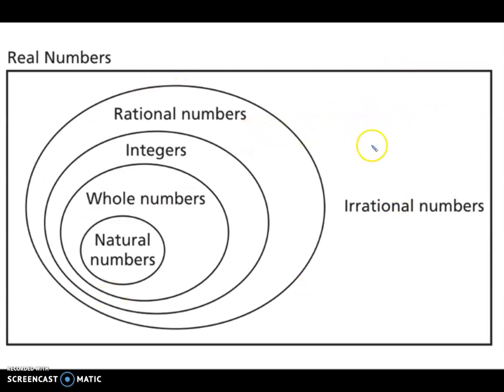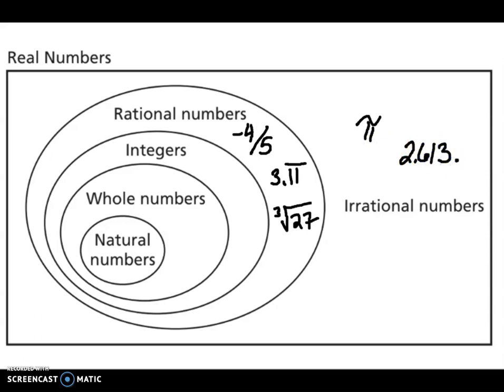So starting rational, irrational, we found some of those values on the last page. You could say -4/5 is a rational value. You could say any periodic decimal, like 3.11 continued. You could say a radical, like the cube root of 27 is rational. And irrational values are things like pi. It could be something like 2.613 that goes on. It could be the square root of 70, so on and so forth.